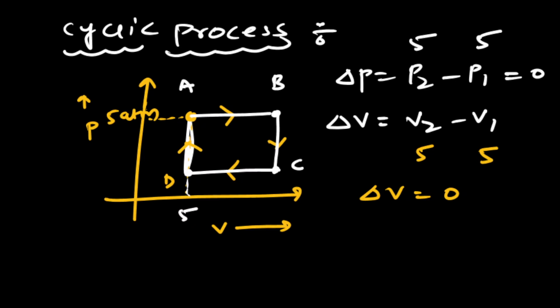This means in the cyclic process, all the state functions, because pressure is a state function, volume is a state function, temperature is a state function, all the state function values will become 0. This is a very key point you have to remember in the cyclic process.